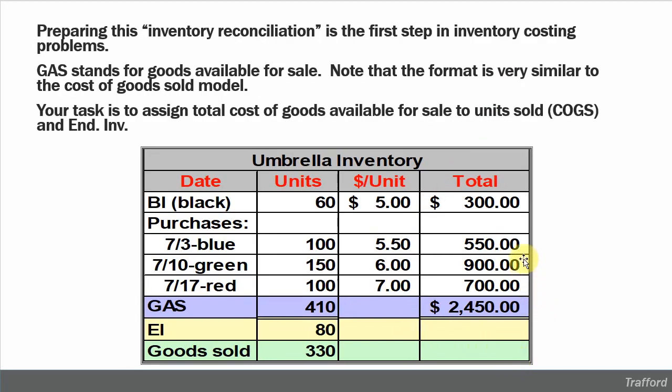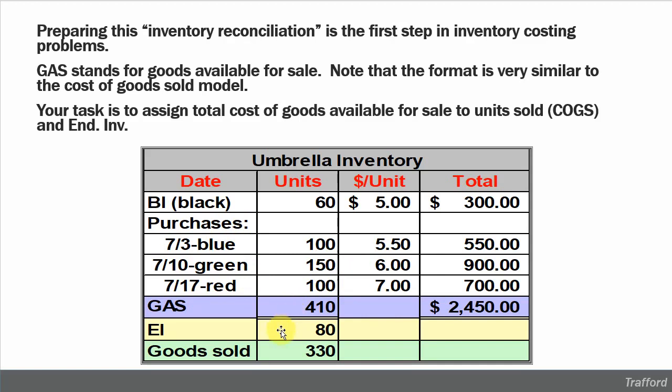First, though, I want you to recognize that this schedule that I've shown you here, this inventory reconciliation schedule, would really be the first step that you would do in any kind of inventory costing problem. You would organize your inventory chronology in this fashion. You'd start with your beginning inventory. You would add in chronological order each of your layers of inventory, each separate purchase made at a different price, so that you knew exactly how many items were available for sale.